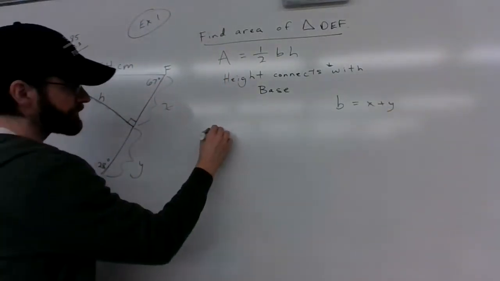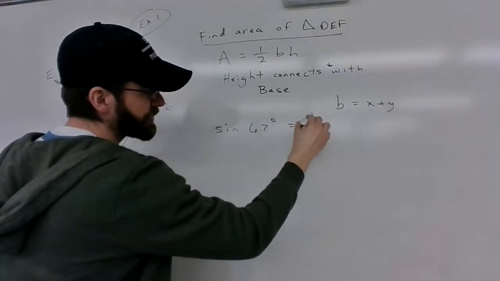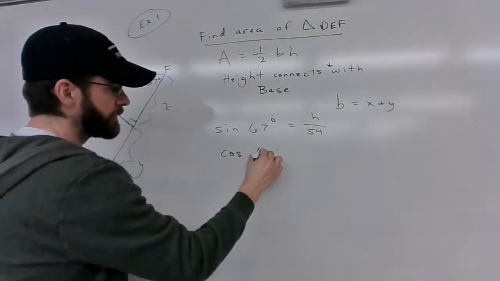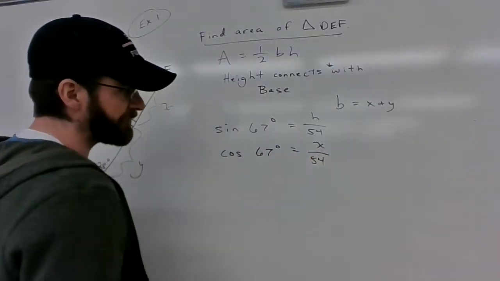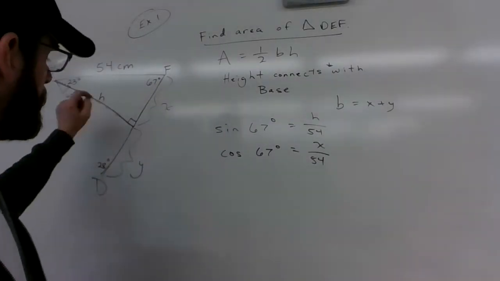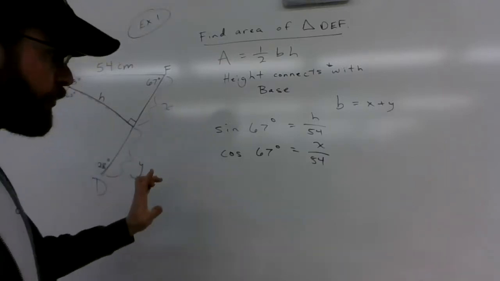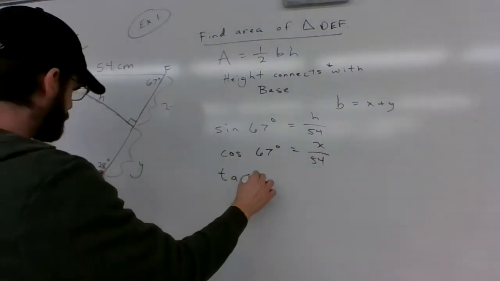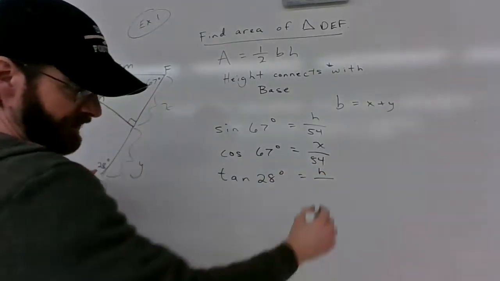All right, so let's get to it. Looks like the sine of 67 degrees is equal to height over hypotenuse, which is 54, and the cosine of 67 is equal to X divided by the hypotenuse. So right off the bat, we're going to find X and H. And then keep in mind, whatever H becomes, we can use that to solve for Y. So if we take the tangent of whatever our height value is, I'll just call it H, that's got to be divided by Y.